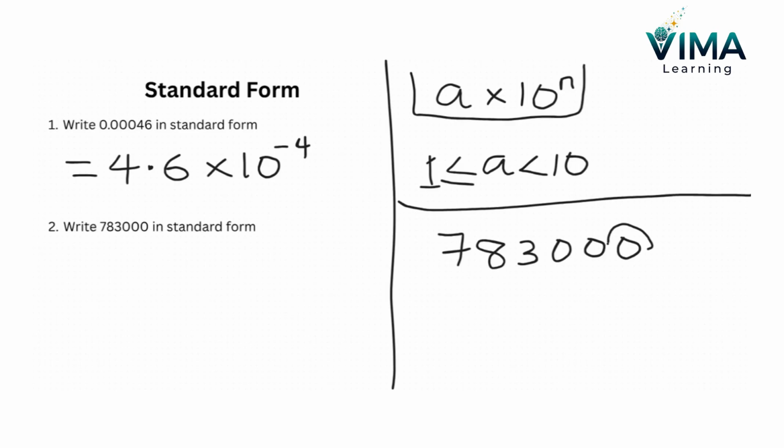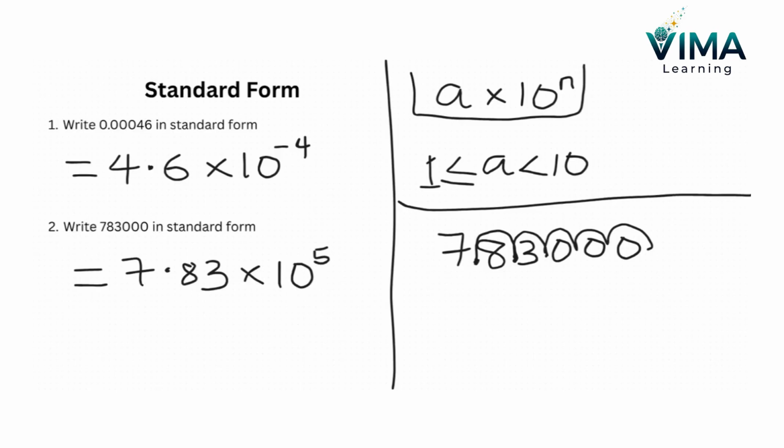So we move 1, 2, 3. Now we can't stop here because if we put the decimal here, it becomes 783, which is obviously greater than 10. We move again. We also cannot stop here because 78.3 is also a number that is greater than 10. So we go until we get to this point. Yes, we have gotten a number that satisfies a. So our answer for a is going to be 7.83.